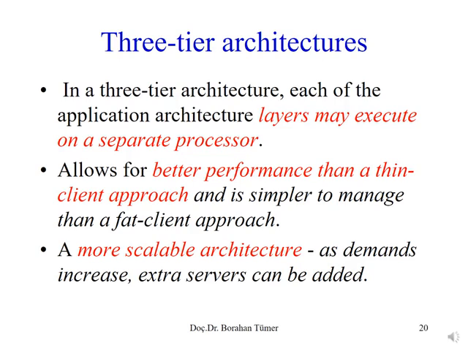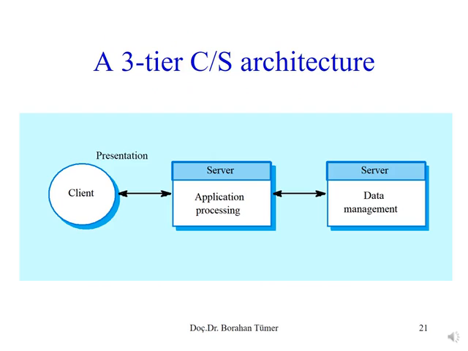As demands increase, extra servers can be added on both the application processing layer, as the teleprocessing monitor in the ATM example, and the data management layer. This is the diagram of a three-tier client-server architecture, where, as you can see, the application processing is separated from the data management and shown in a standalone layer.